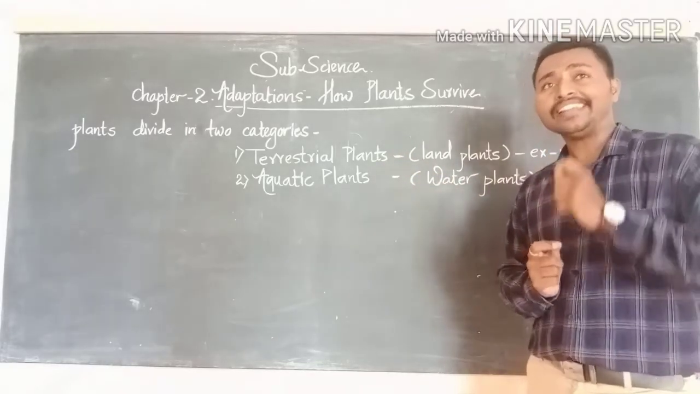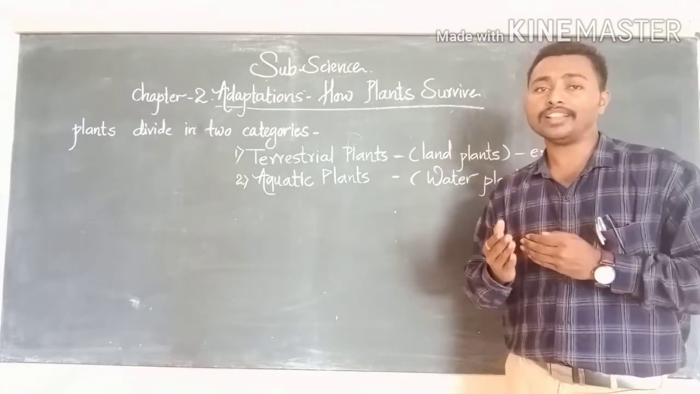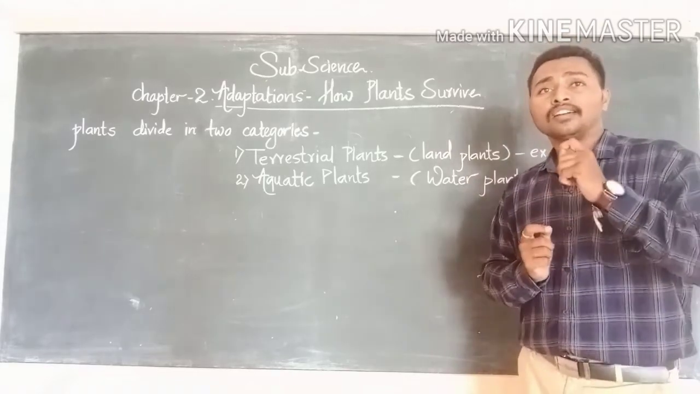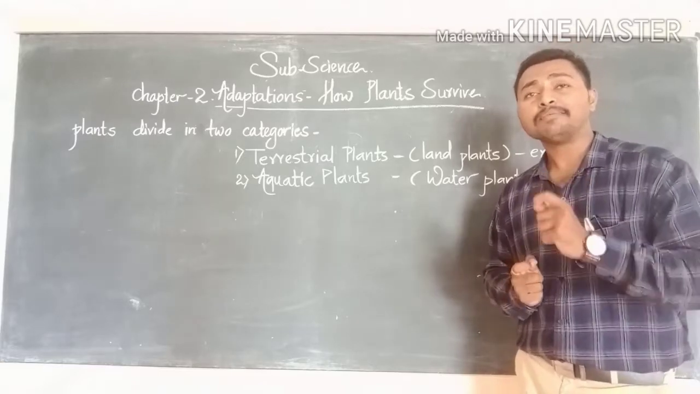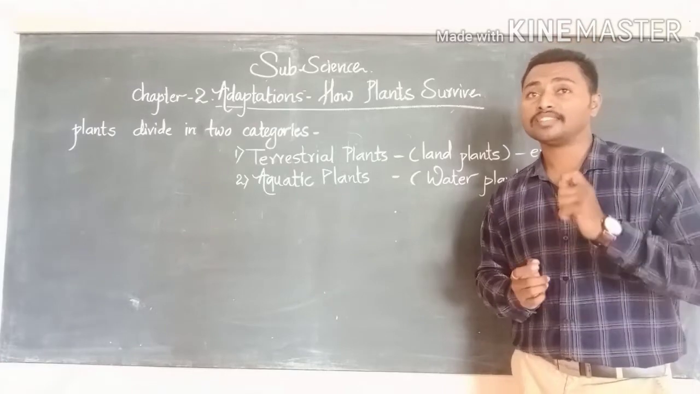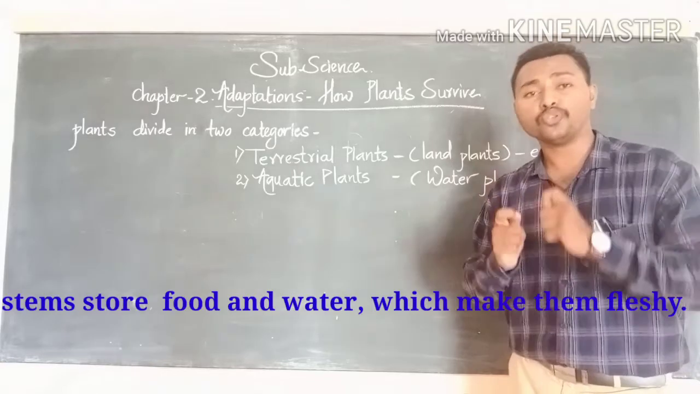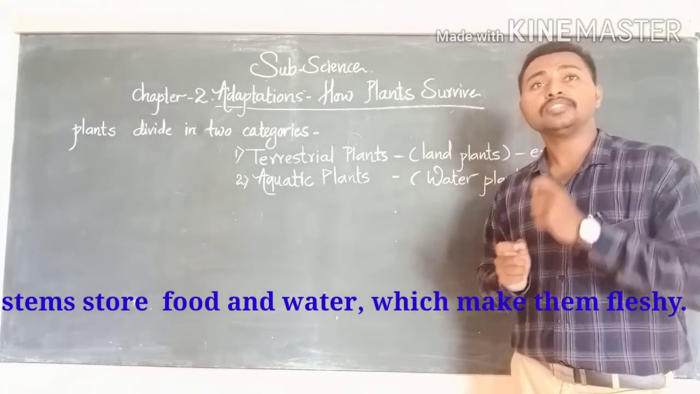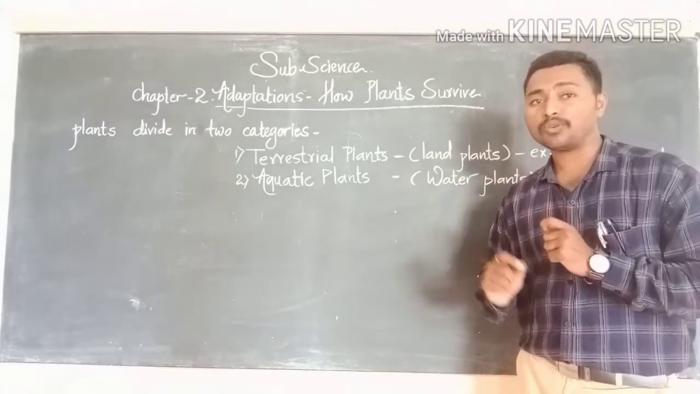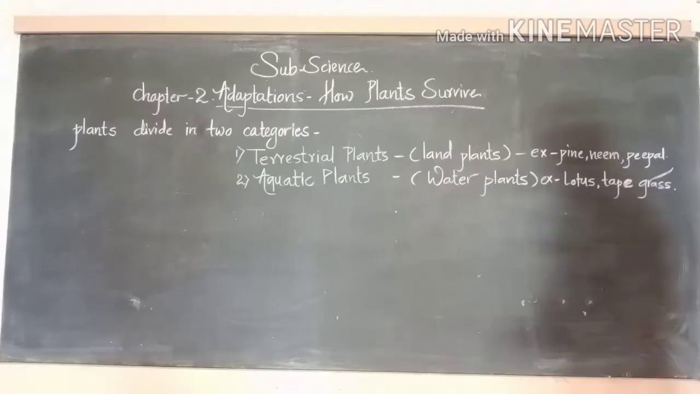Stems are green, have chlorophyll and prepare food. Yesterday also we learned that chlorophyll helps in the process of food manufacturing. Stems also store food and water, which makes them fleshy. Roots spread out deep under the ground. Roots spread deep under the ground in search of water.